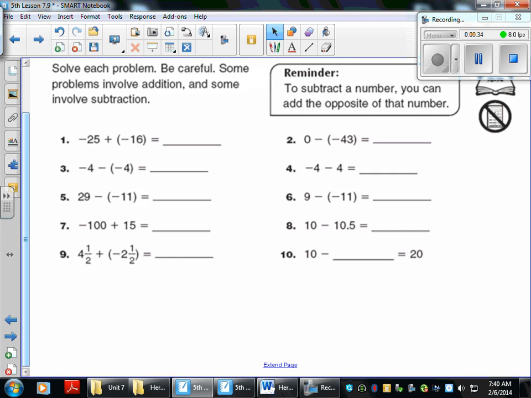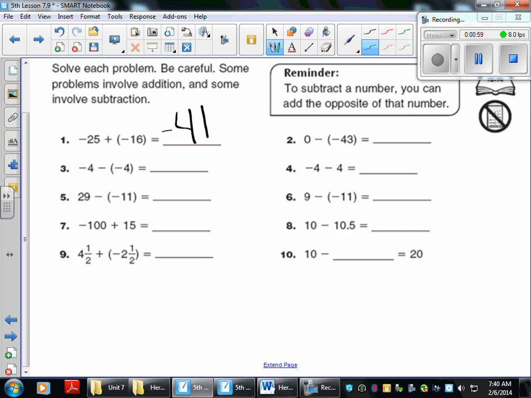The first problem, we have negative 25 plus negative 16. So we're adding a negative number. We worked on that a couple days ago. Negative 25, we can look at it like owing money or the counters like we've been working on. I owe you $25. I owe you another $16, meaning I'm further in debt to you. So I should owe you now a new number of negative 41.